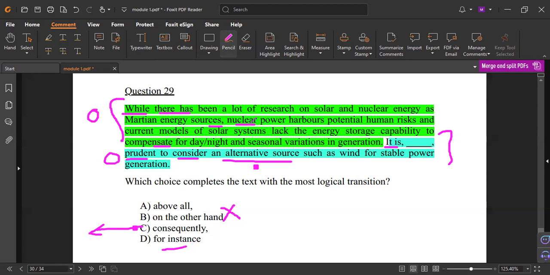As he mentioned, nuclear power harbors human risk. The following does not tell us about any risk. It's not an example. So letter D is wrong. Above all means I am going to summarize what is before, but there is no summary, so it's wrong. You catch it? Yes.